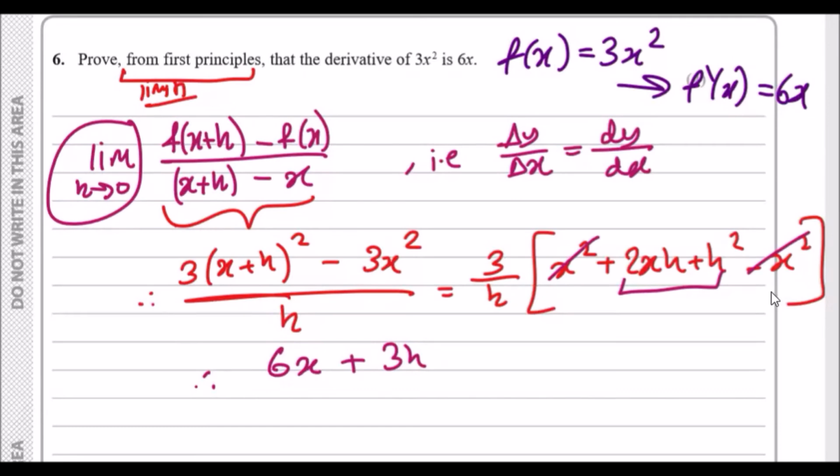When h approaches 0, 3h becomes 0, because remember, you just substitute h with 0, and you're left with 6x. So this cancels out, and that's it. We proved the derivative of 3x squared from first principles using the definition of a limit.